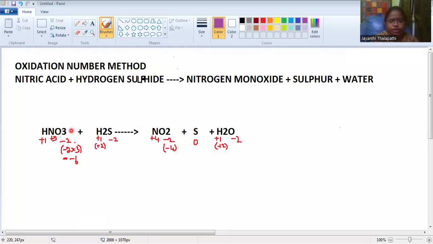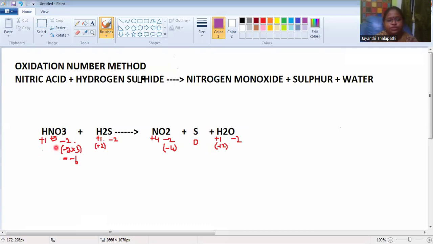So over here oxygen's oxidation number is -2. Since there are 3 oxygens it is -6, and hydrogen is always +1 if it is with non-metals. So for the nitrogen over here, overall the sum of oxidation numbers in the compound should be 0, so the nitrogen should be +5.